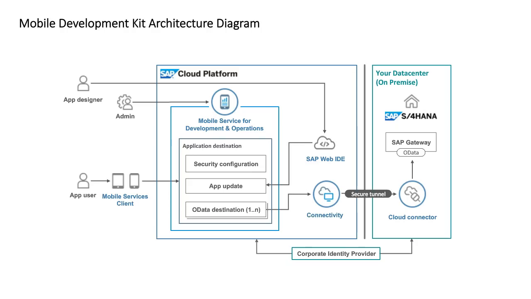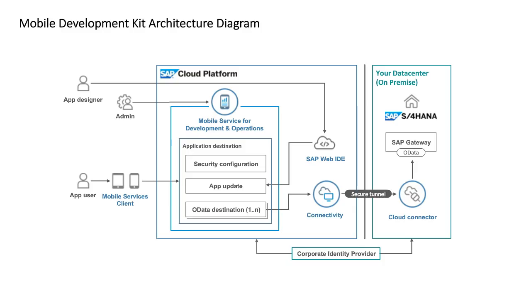The admin, which is a little bit below the app designer there on the screen, configures an app in mobile services of type Mobile Development Kit. And at that point, mobile services can communicate with Web IDE, where the project resides, the backend where the data resides, and then also the mobile services client where the app user views the app. And then finally, toward the bottom left, you see the app user. The app user accesses and interacts with the MDK app via that mobile services client. And the reason why I mention that detail is because we're going to touch all three of those today.